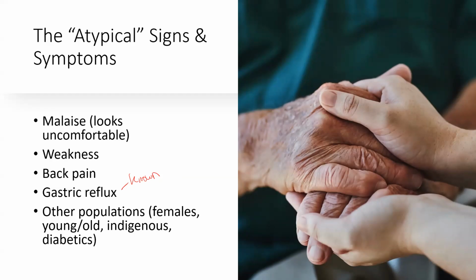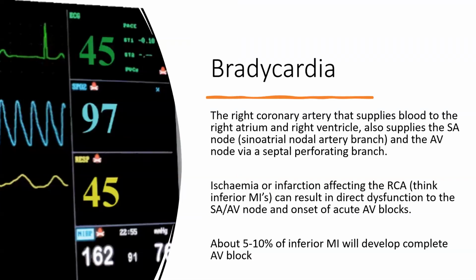So that's often something that people mistake as just something that might go away. And then, of course, your other populations of female, young and old, indigenous, and diabetics. Big signs to look for is bradycardia.